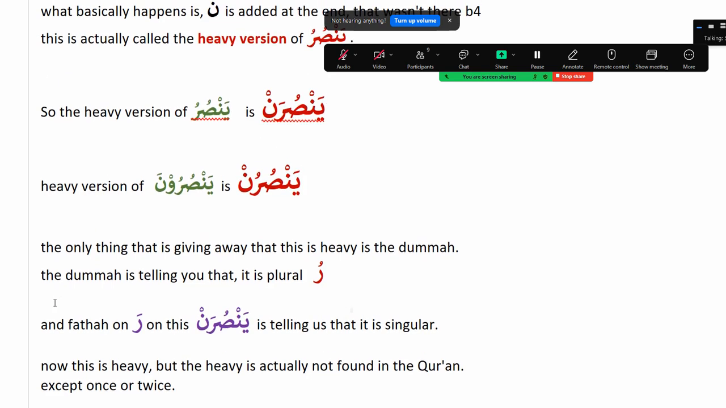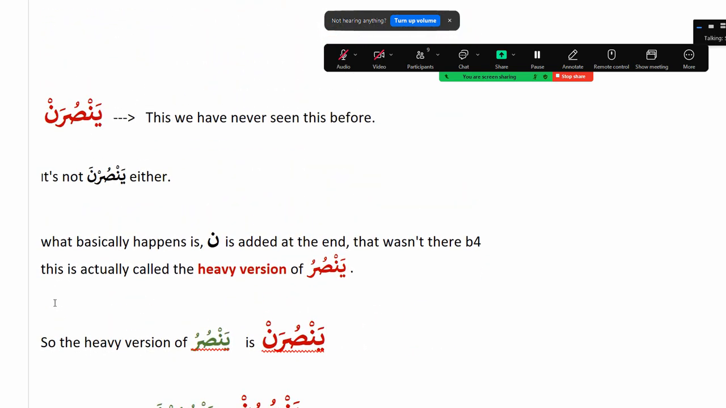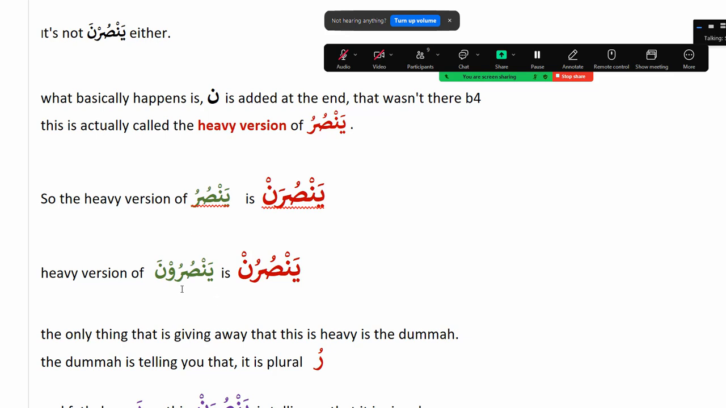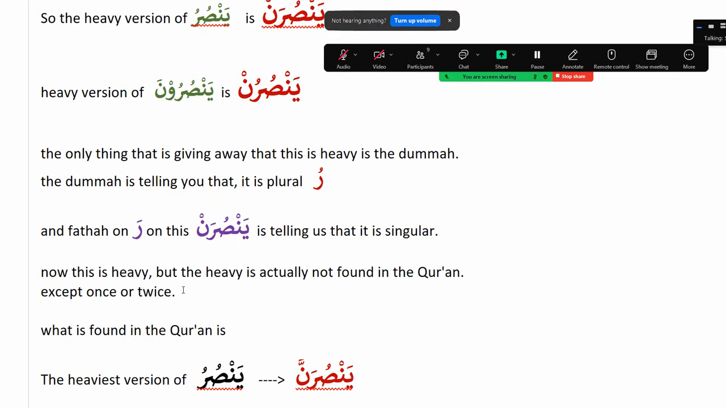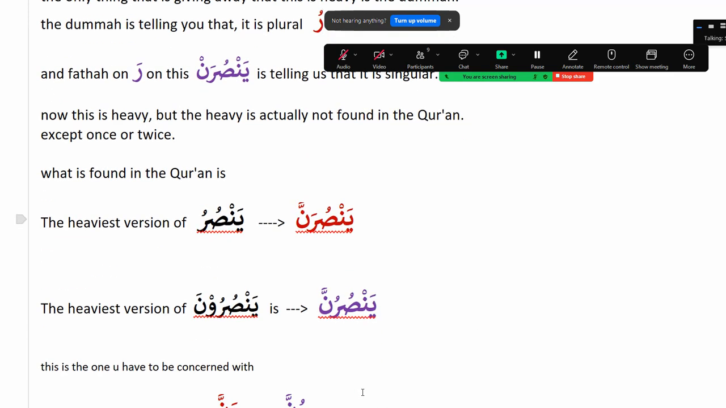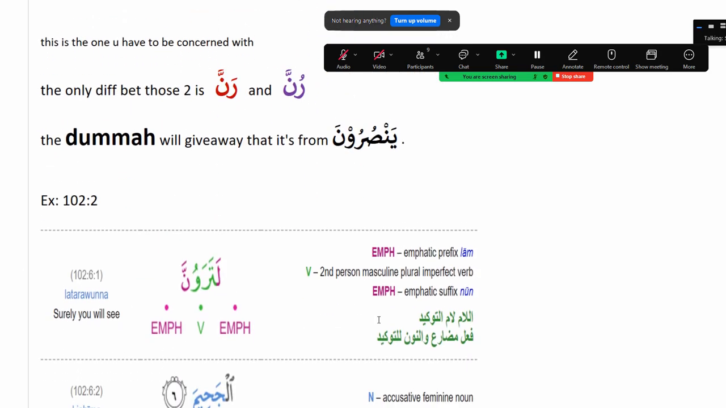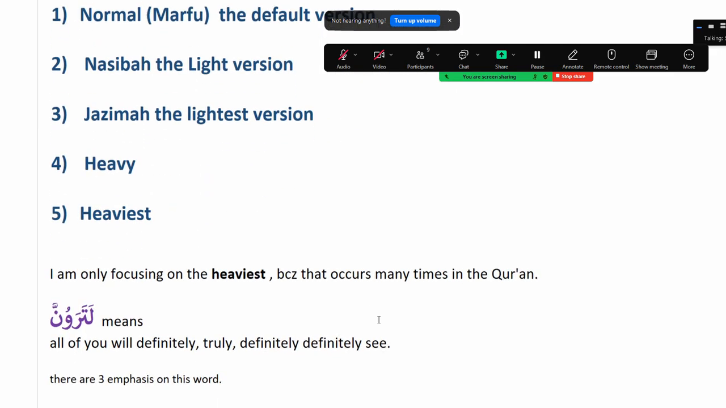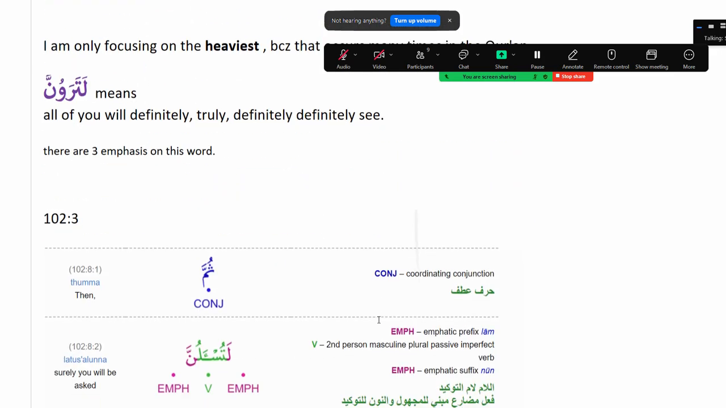This is actually the heavy, and then you have the heaviest, right? Yansuran, yansurun. Yansuran is the heavy version of yansuru, yansurun is the heavy version of yansuruna, but the heaviest version, with more emphasis, yansuru is yansuranna, yansuruna is yansurunna. That's why they have considered it as three emphasis here, because noon comes twice, so that's why it's three times emphasis on this word.